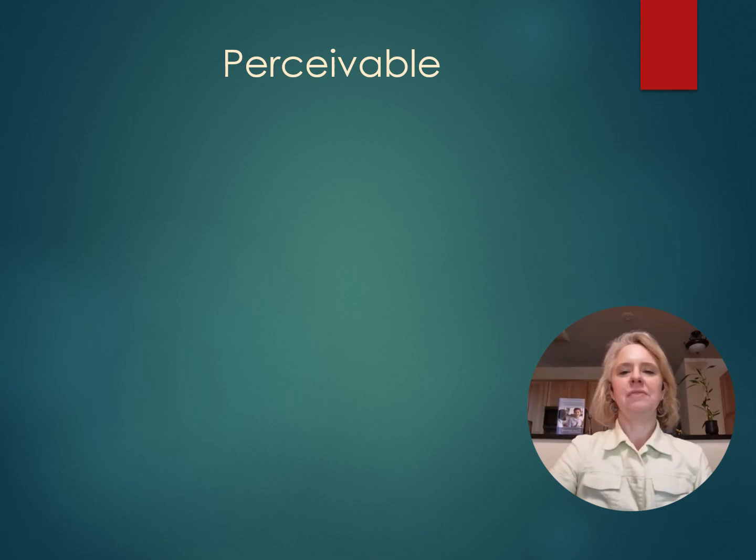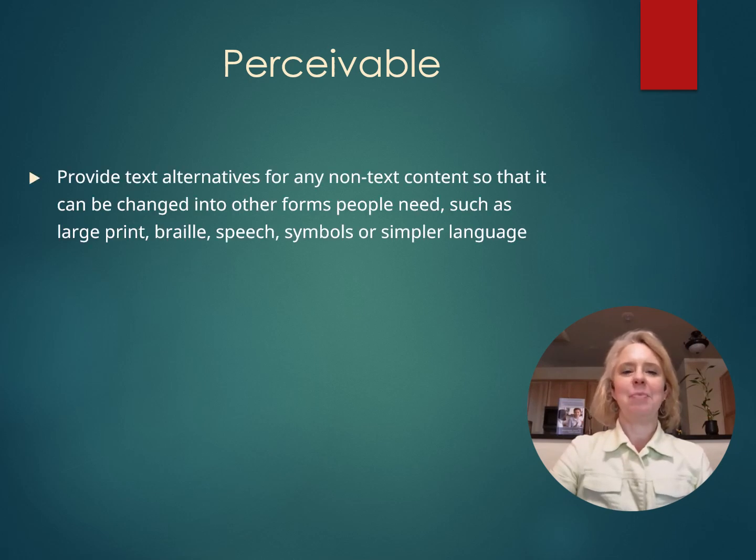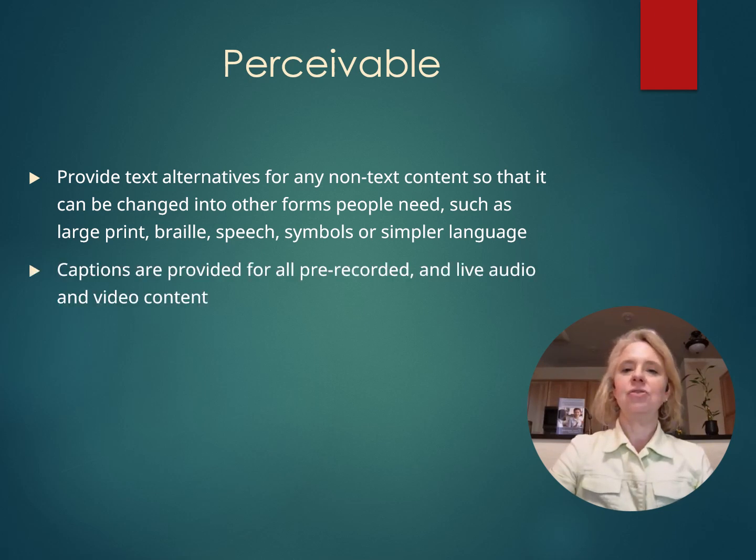The first principle of WCAG 2.1 is perceivable, which means users must be able to see or hear your content in a way that works for them. Here's how to make that happen. First, provide text alternatives for any non-text content, like images or graphs, so they can be converted into formats like large print, braille, speech, symbols, or simplified language. Second, include captions for all pre-recorded and live audio or video. This helps users who are deaf or hard of hearing and also benefits learners in noisy or quiet environments.